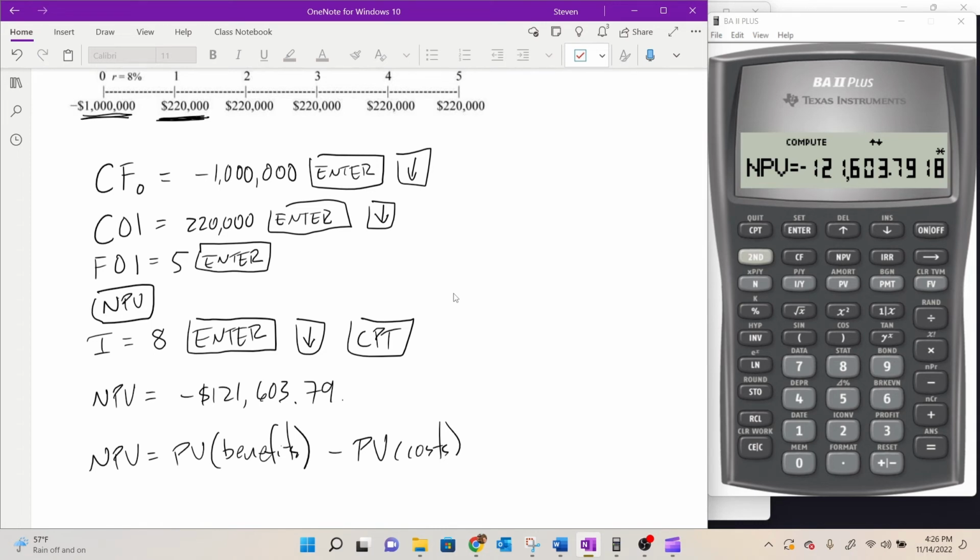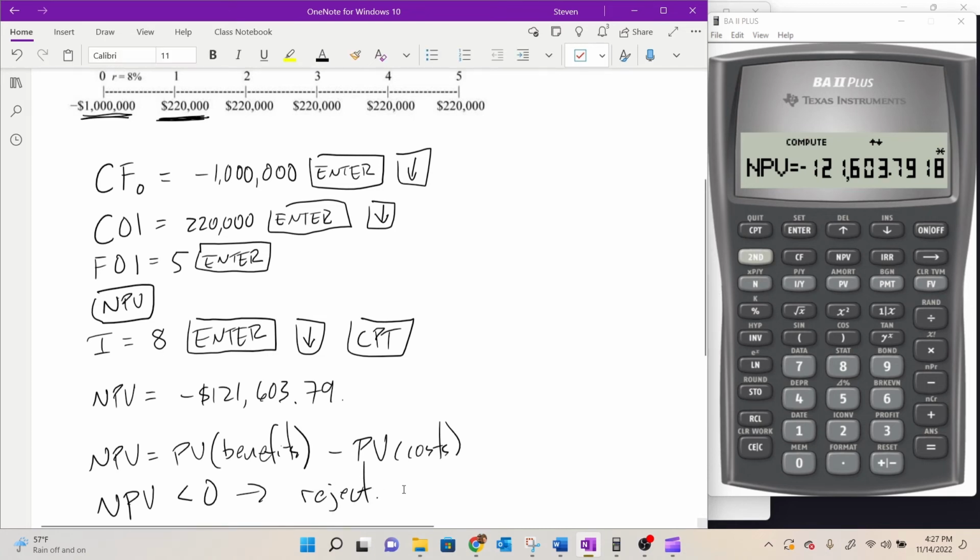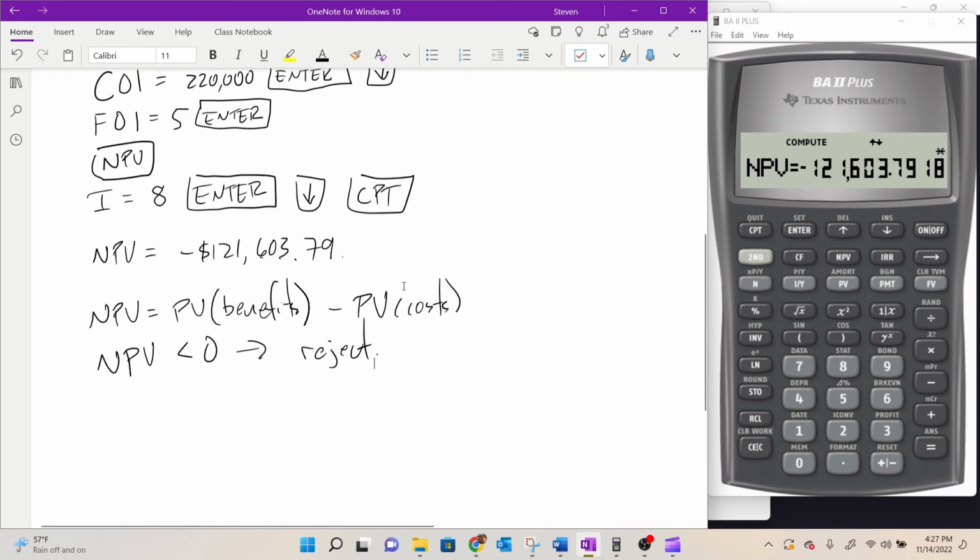And that means if we were to invest in this project, we are expecting to give away value. So we're taking our financial stakeholders' capital, we're investing in this project, and we're actually losing a little over $121,000 worth of value that the financial stakeholders have handed over to us. So we would reject this project, right? Since NPV is less than 0, the NPV rule says to reject this project. We would not take it, because if we did, we would be destroying value.